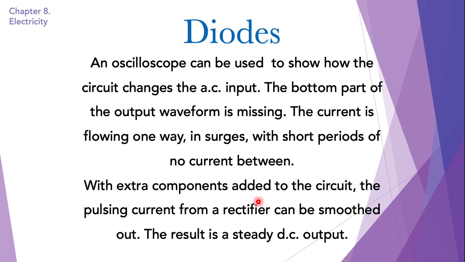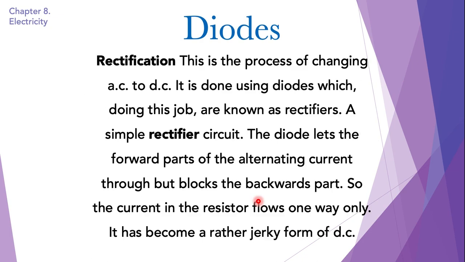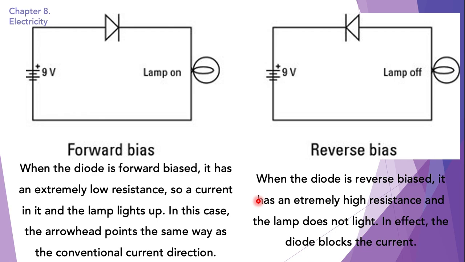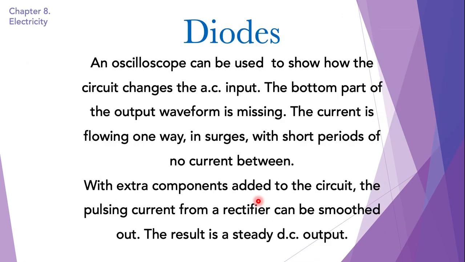So this is how we use diodes as rectifiers to change alternating current to direct current, and how the diode can be reverse biased and forward biased to have an extremely high resistance at one point than the other. So I hope this was clear. So this was a component in circuits.